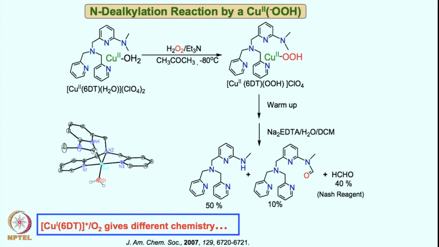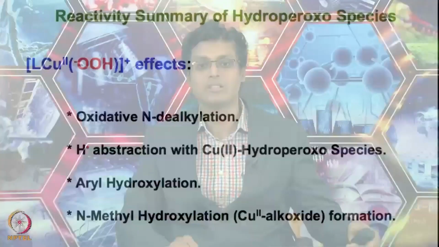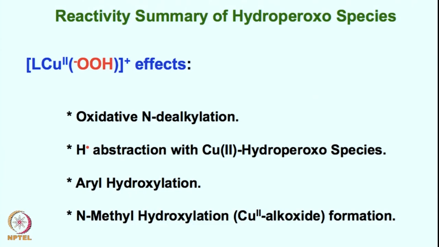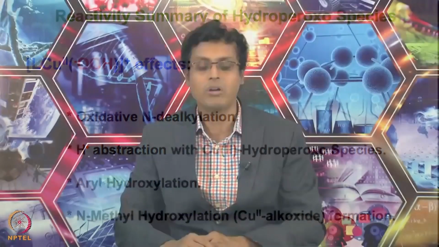So, from the perspective of the enzyme, I think we understand that both superoxo and hydroperoxo are capable of forming the desired substrate hydroxylation chemistry. Well, for the hydroperoxo species summary, we know that it is possible to synthesize these hydroperoxo species. These hydroperoxo species are capable of cleaving the carbon-carbon bond or the carbon-nitrogen bond or different types of bonds.